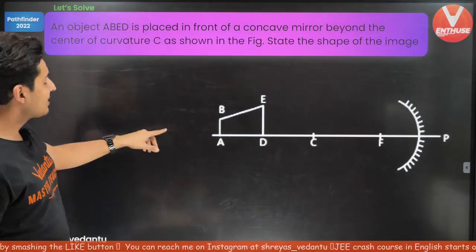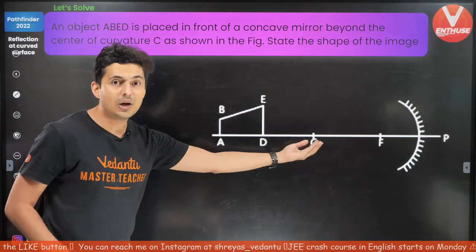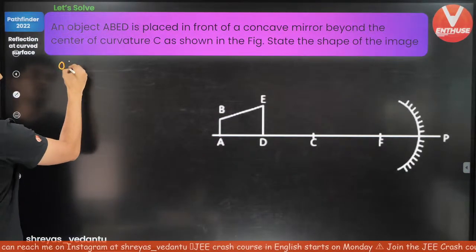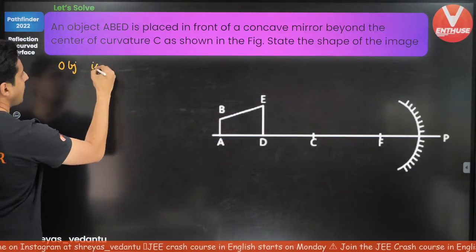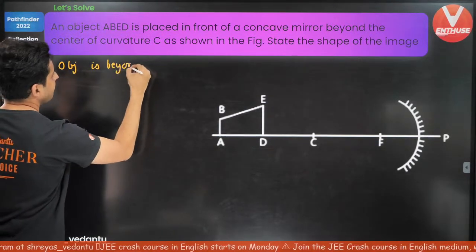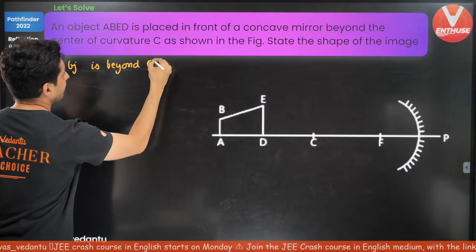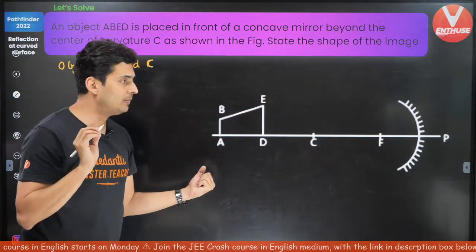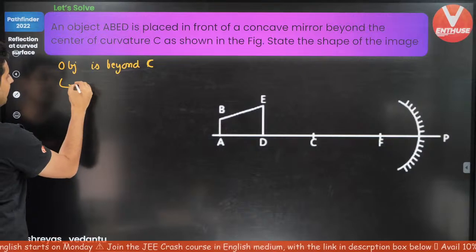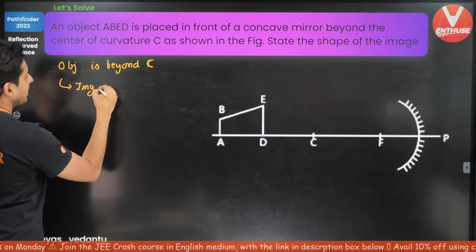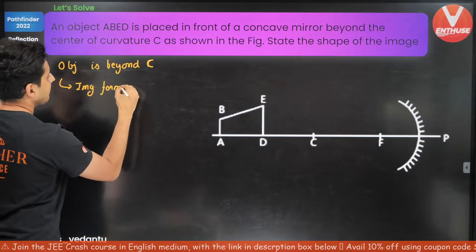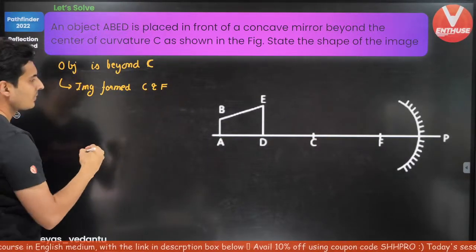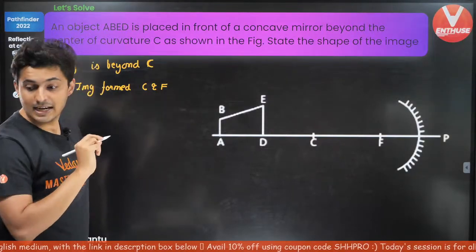Okay, first of all, the object is beyond the center of curvature. I'll write down over here. The object is beyond the center of curvature. If the object is beyond C, where will the image be formed? Therefore, what will happen? The image is formed between C and F. Isn't that right? It will be formed between C and F.